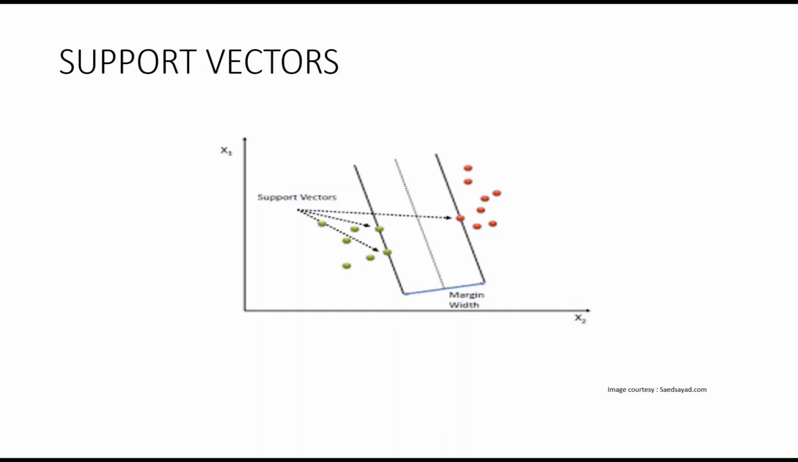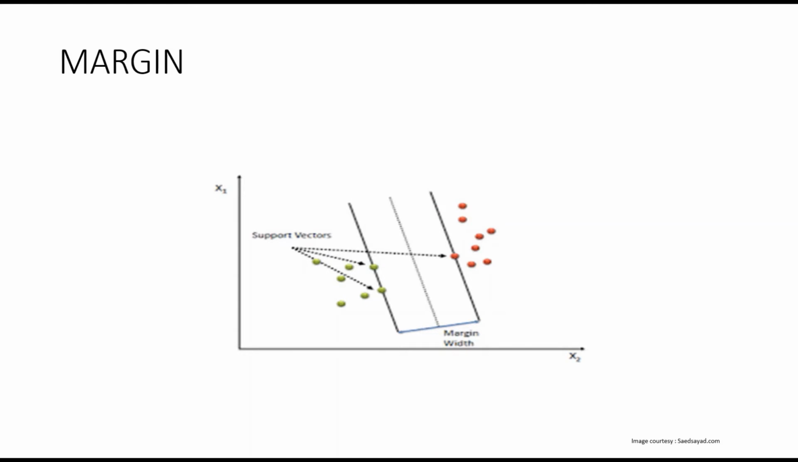Now I am talking about the margin width. What exactly is a margin? A margin is a gap between the two lines on the closest class points. This is calculated as the perpendicular distance from the line to support vectors or closest points. If the margin is larger between the classes, then it is considered a good margin. A smaller margin is a bad margin.